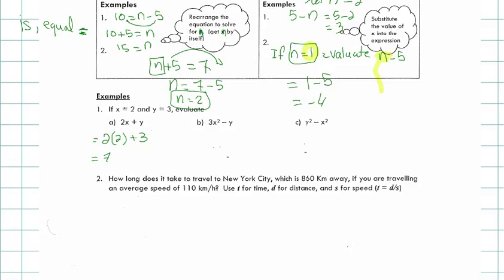How about the next one? 3 times 2 squared minus 3. What do I do first? The exponent, because 2 squared is before multiplication. What's 2 squared? 4. 4 times 3? 12. Take away 3?